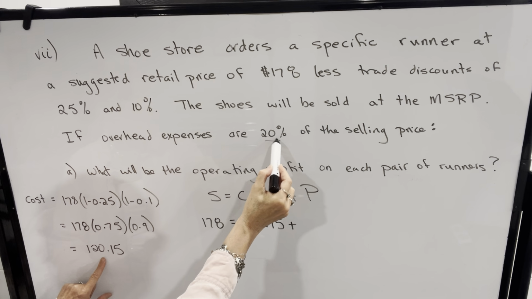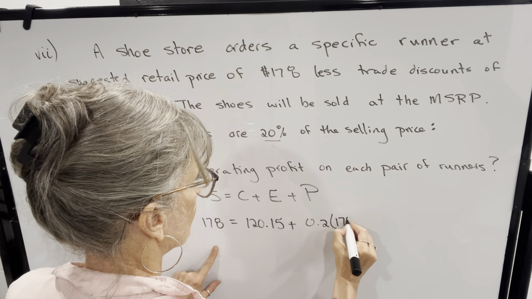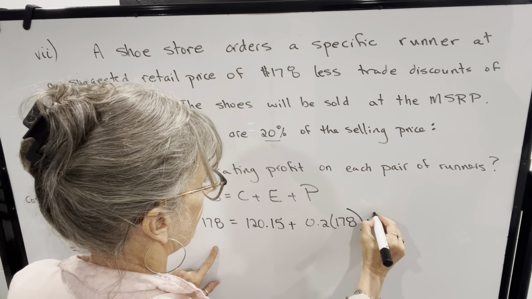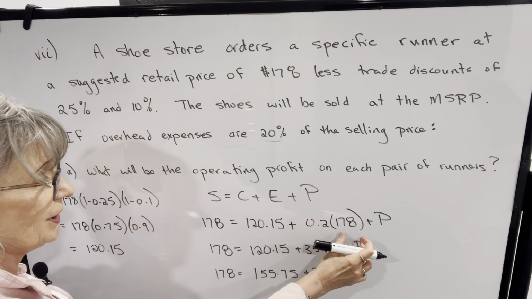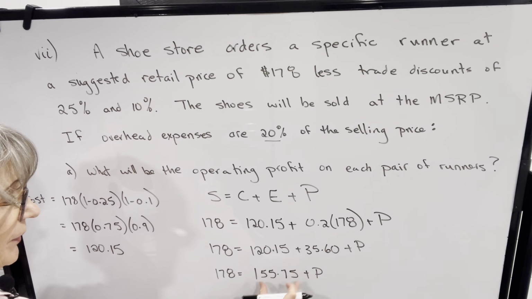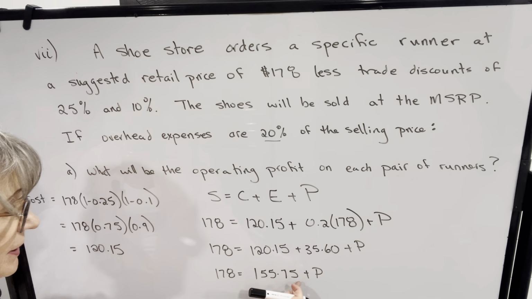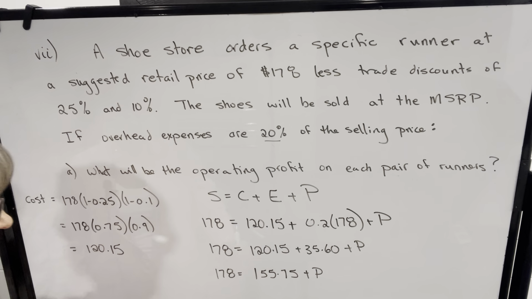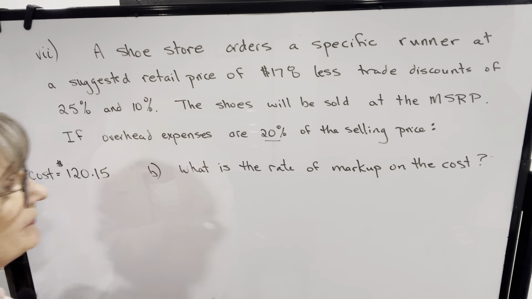Now let's find expenses. They're 20% of the selling price, so 20% of 178. And now we can find profit. 0.2 times 178 is 35.60. When we add these two amounts together, we get 155.75. And then to solve for P, I just subtract 155.75 from both sides. So profit is 22.25.